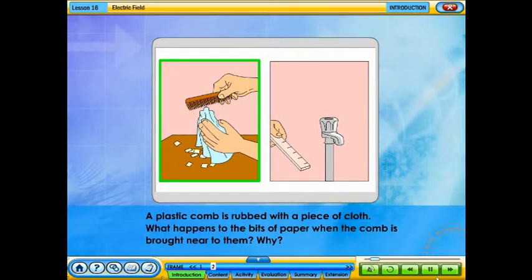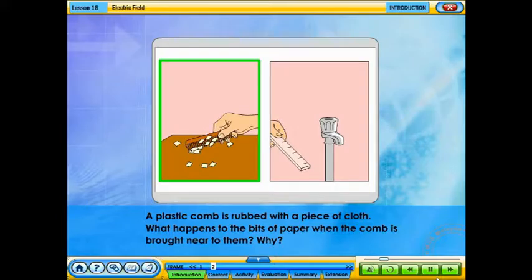A plastic comb is rubbed with a piece of cloth. What happens to the bits of paper when the comb is brought near to them? Why?